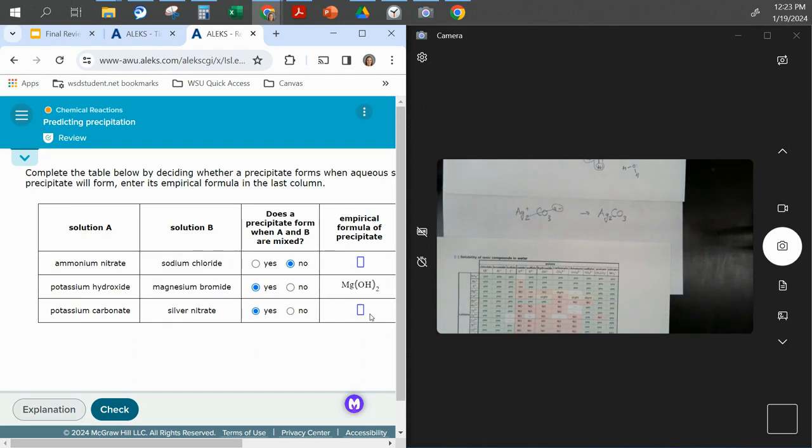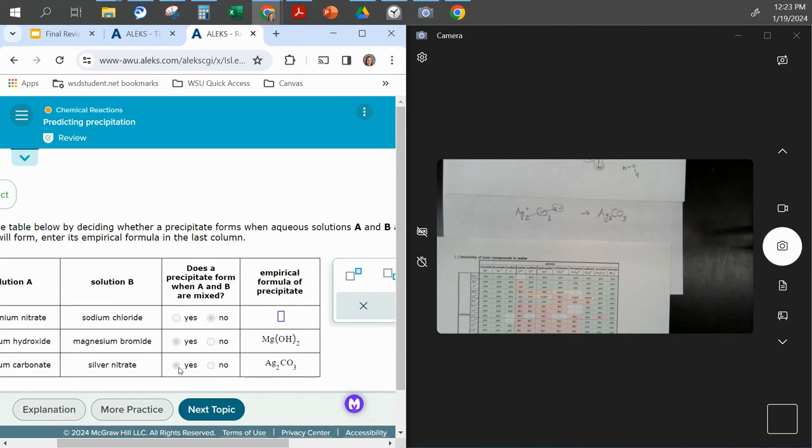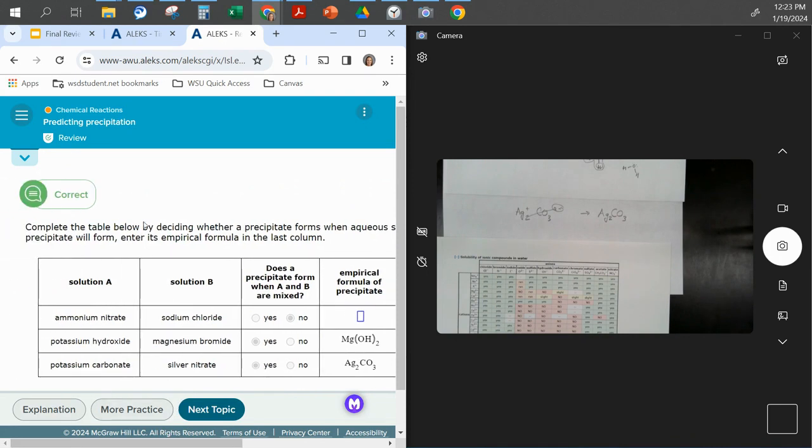I think this is the first time I've seen silver carbonate on this question. Okay. I had this as one of them was the exact same.